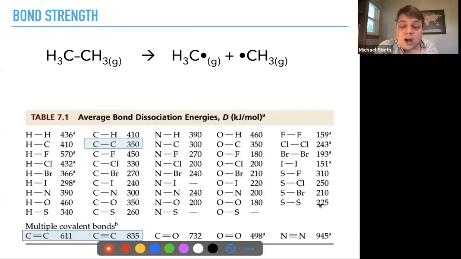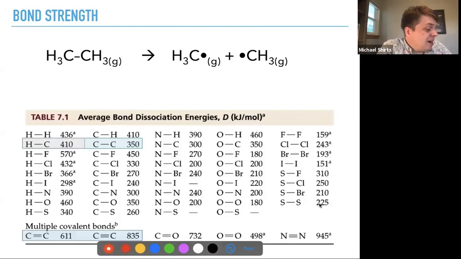A carbon double bond to oxygen, again, is significantly stronger than a carbon single bond to oxygen, down here. So double bonds in general are going to be stronger than single bonds, and triple bonds in general are going to be stronger than double bonds.